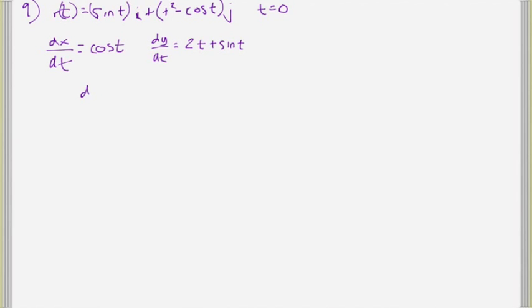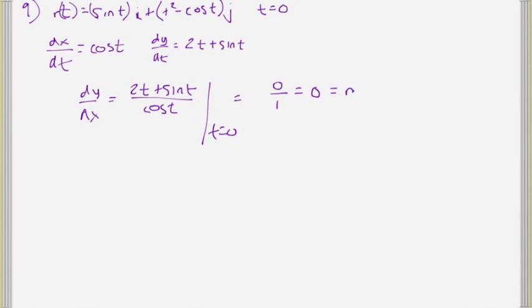And then we want dy/dx. So we take the y derivative and divide by the x derivative. We're going to evaluate this then at t is 0. So I get 0 over 1, or 0. So that's going to be our slope.